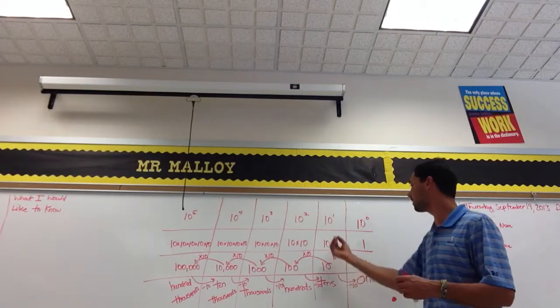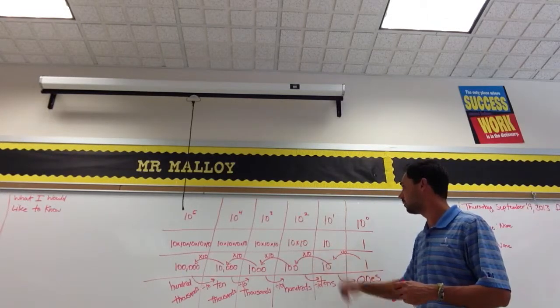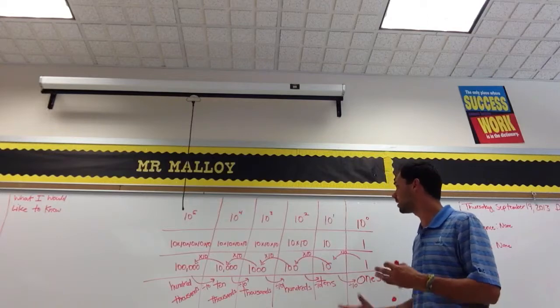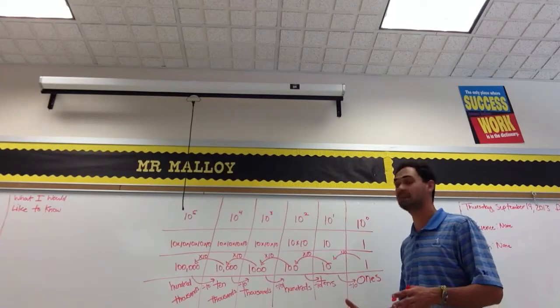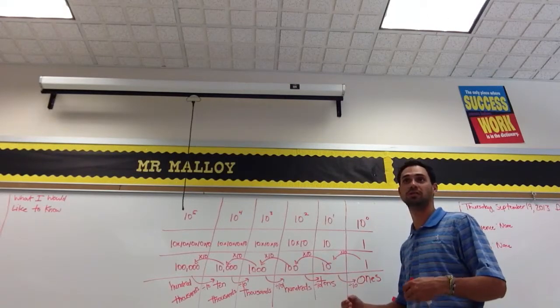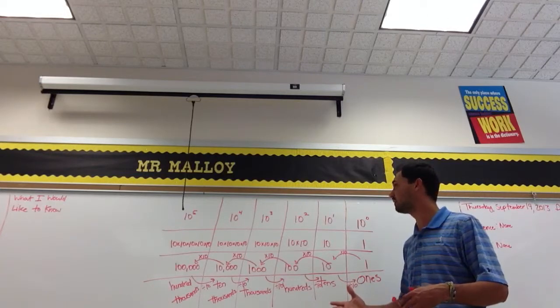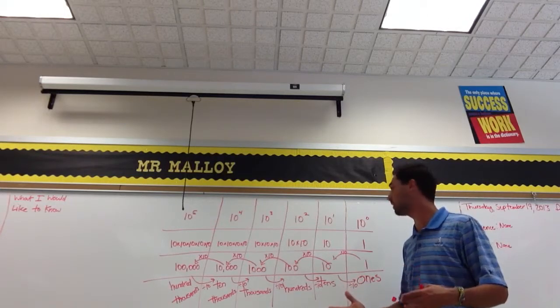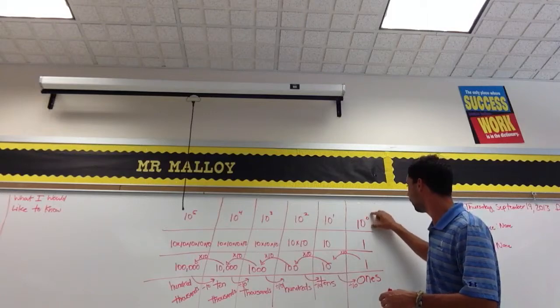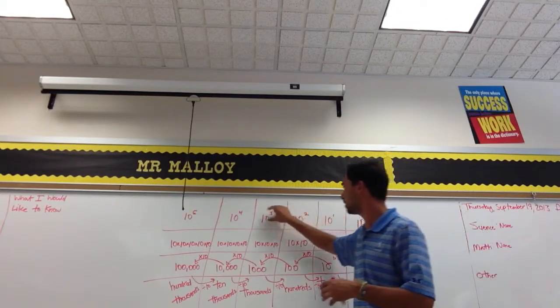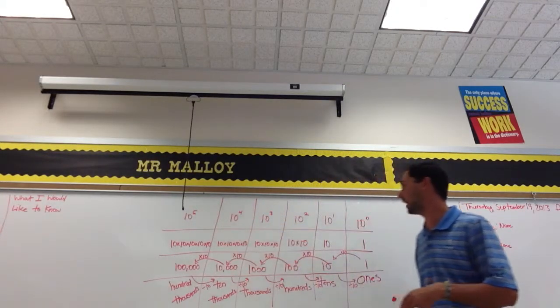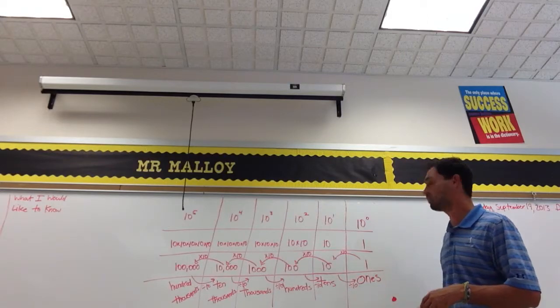Since we're working with this base 10, we can write the numbers in shorthand. I told the students it is like using your texting. LOL is short for laughed out loud. Exponential form, which is this form on the top of the chart, is shorthand for writing these numbers.